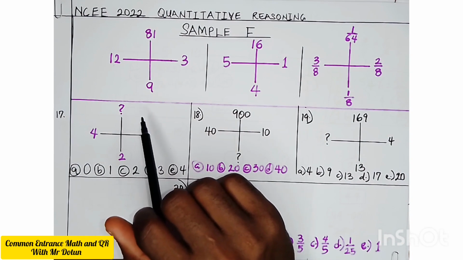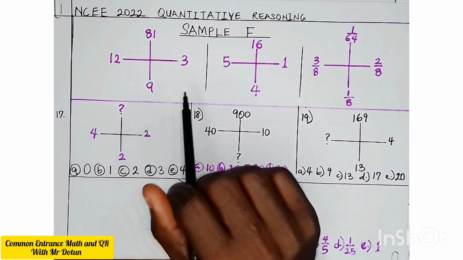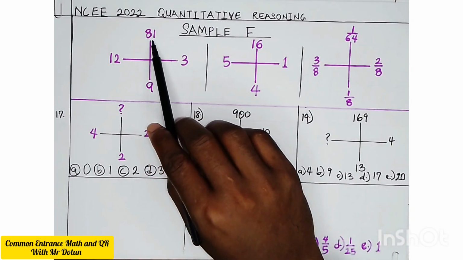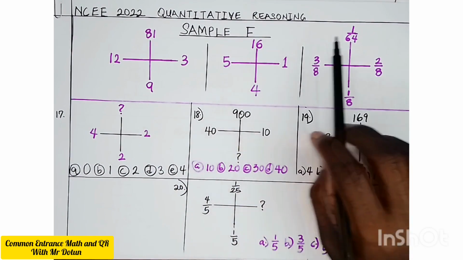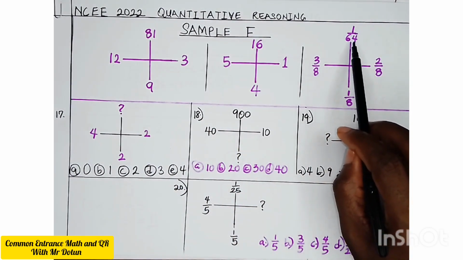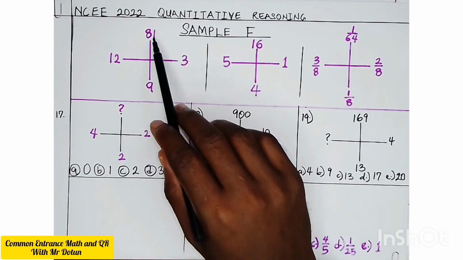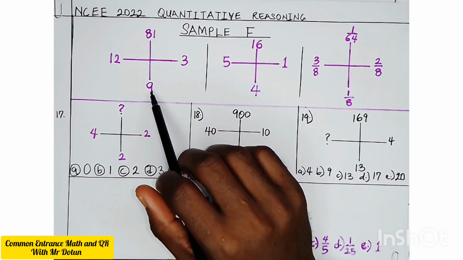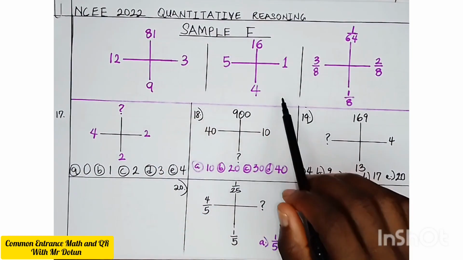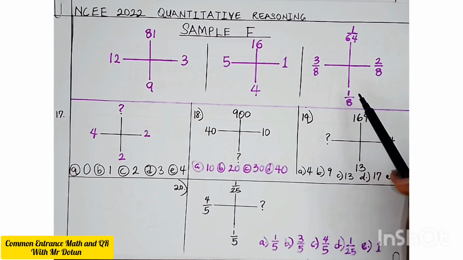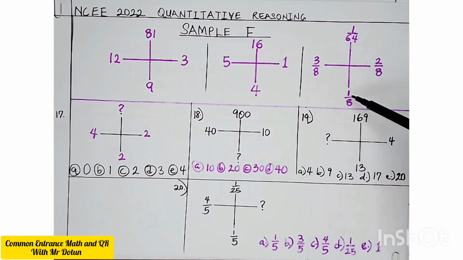From our facts, from our knowledge bank, we could see some perfect squares already. I'm seeing 81 here, there is 16, there is 64, alright, 1/64. That means squares are involved here, alright? Without wasting time, I know from fact that 9 squared is 81, 4 squared is 16, and 1/8 squared is 1/64, because 1 squared is 1, 8 squared is 64.